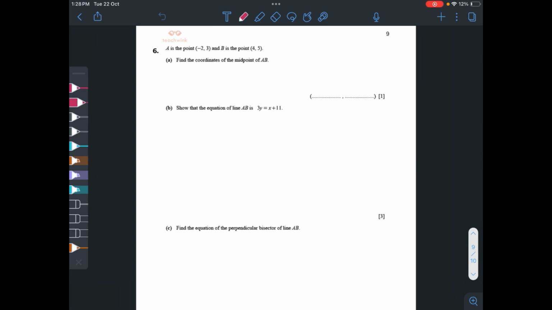The question says A is the point negative 2 and 3 and B is the point 4 and 5. It says find the coordinates of the midpoint of AB. That is very simple. You do negative 2 plus 4 over 2 to find the x value, and you do 3 plus 5 over 2 to find the y value. That is going to give you 2 over 2 and 8 over 2, and the coordinates are going to be 1 comma 4. So you write them over here, 1 comma 4.